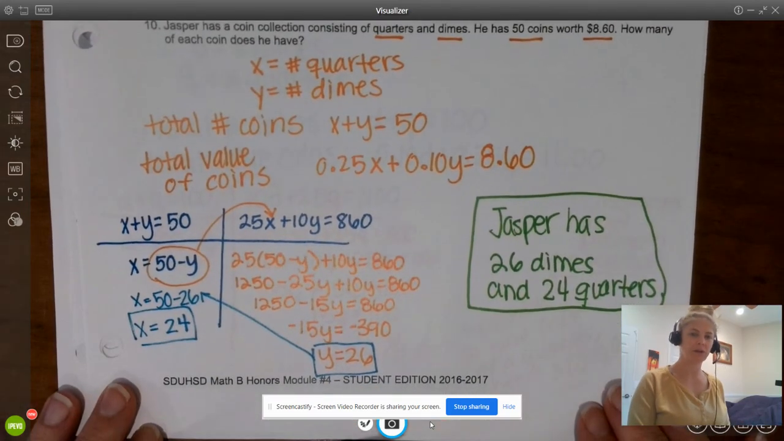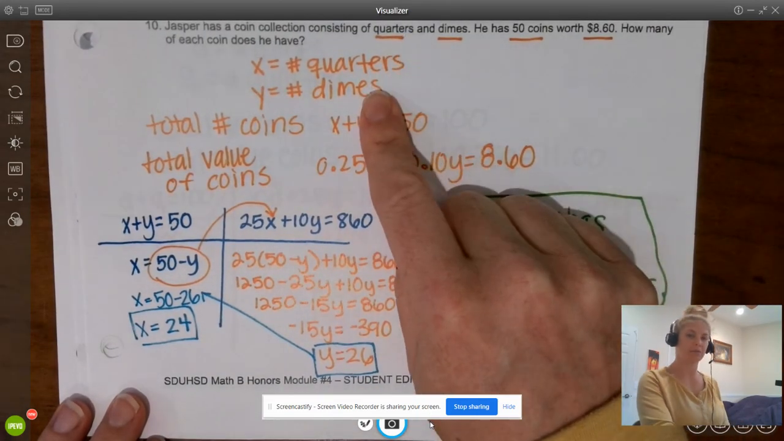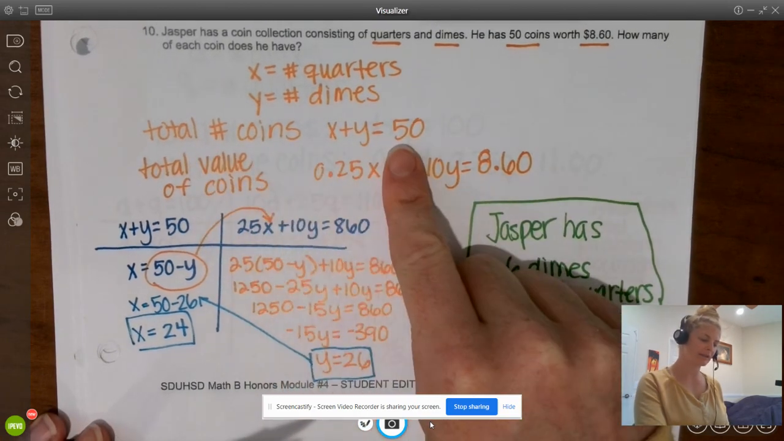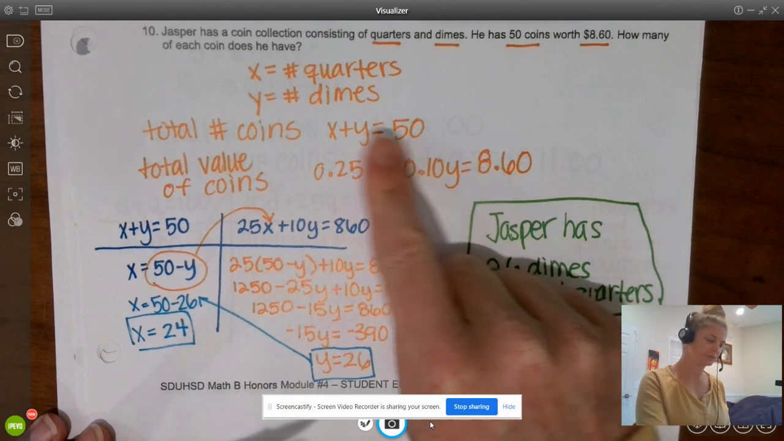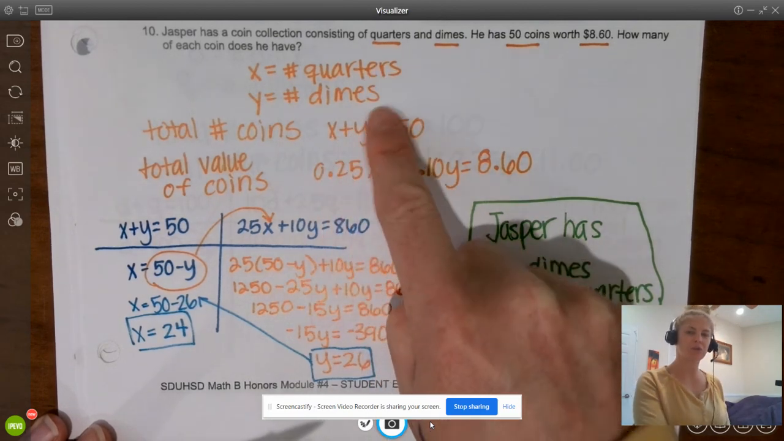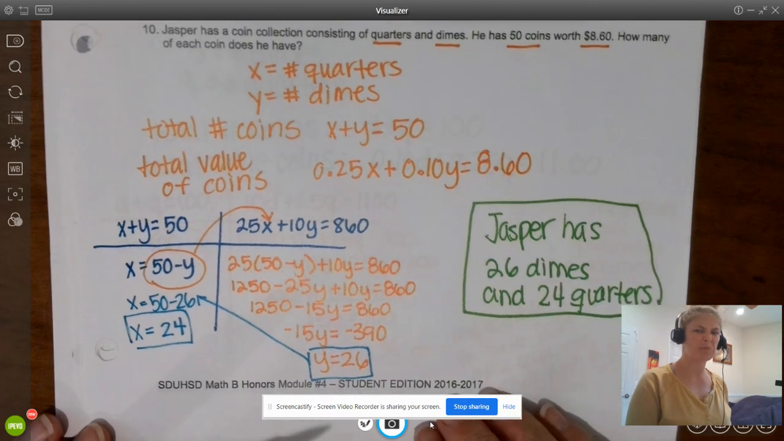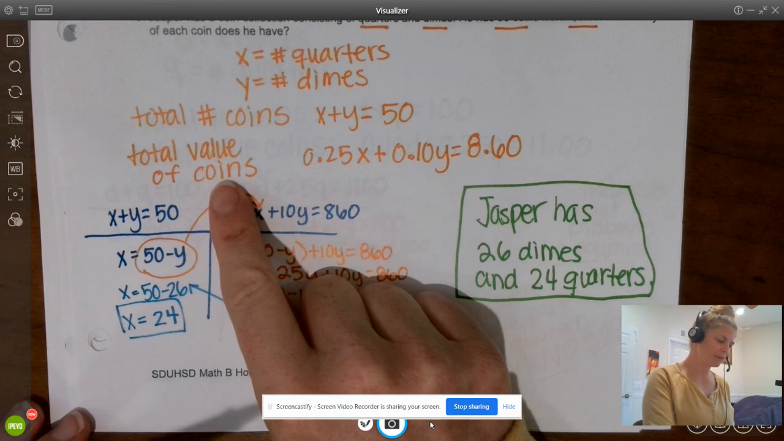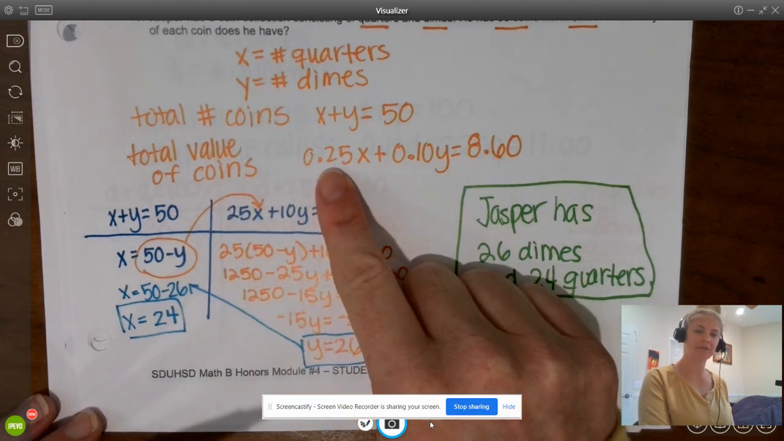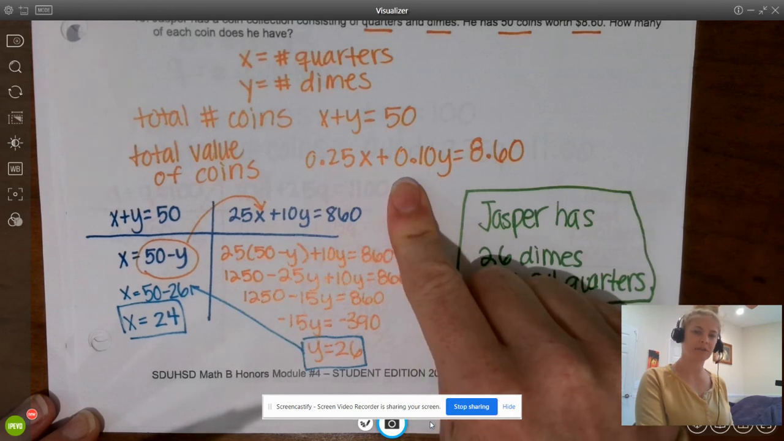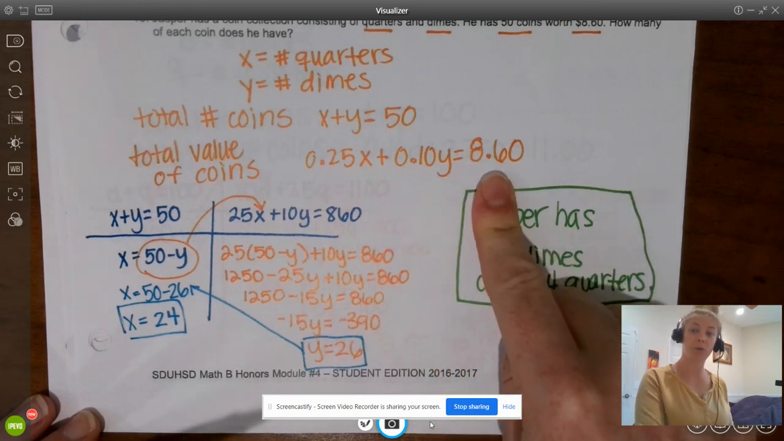Number 10, our two unknowns here are number of quarters and number of dimes. The two equations represent the total number of coins because there's 50 coins total. The number of quarters plus the number of dimes is 50. If you used Q and D for quarters and dimes, that's probably better than what I did. So good job there. And the total value of coins, 0.25, the value of a quarter times the number of quarters, plus the value of a dime times the number of dimes is equal to the total money, $8.60.